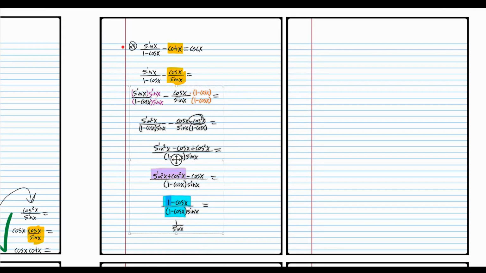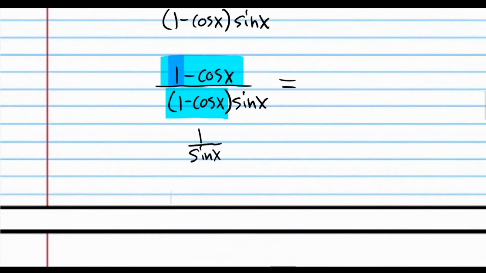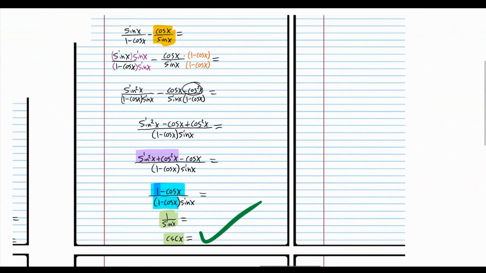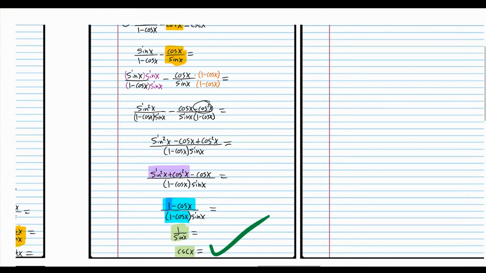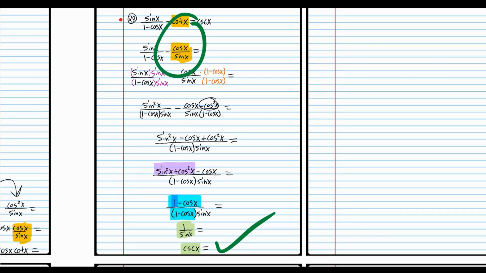So now we're going to use a reciprocal identity. 1 over sine x obviously is cosecant x, and that's what we're trying to prove. So we did it. So we go all the way back up and we see that that's exactly what we're trying to prove. So that was a very good problem to do, because we used the ratio identity, the Pythagorean identity, and the reciprocal identity.